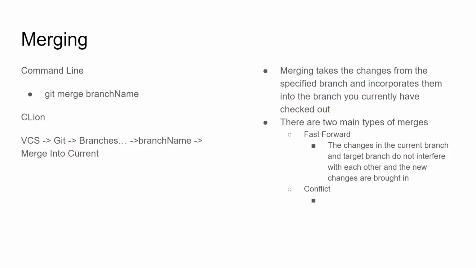There are two types of merges. The first is the fast forward merge, which just means that branch is ahead of your current branch, and Git can automatically incorporate those changes. The other type of merge is a conflict merge, which is something that you have to resolve.